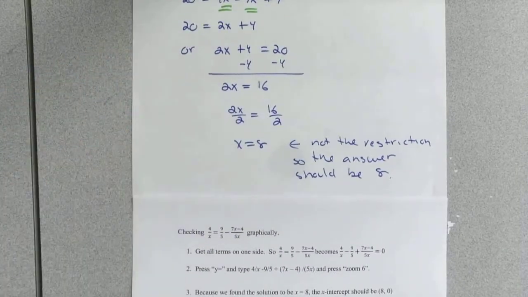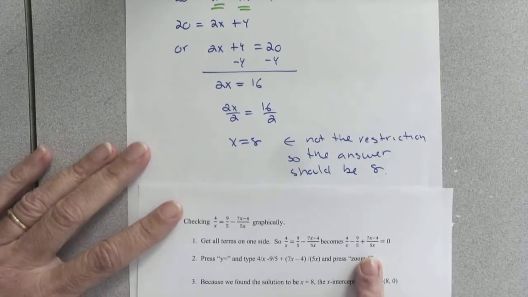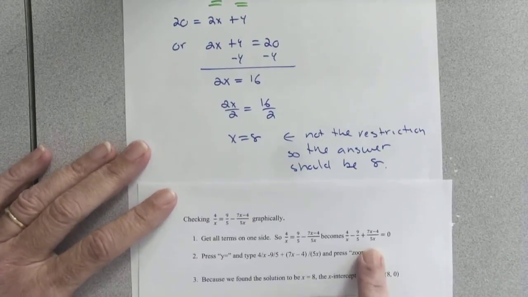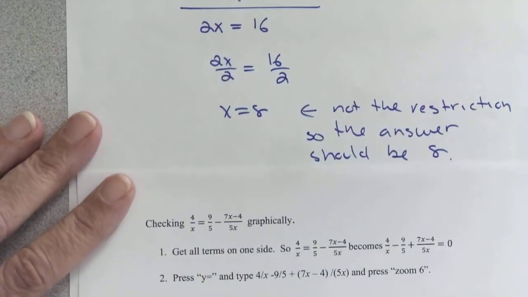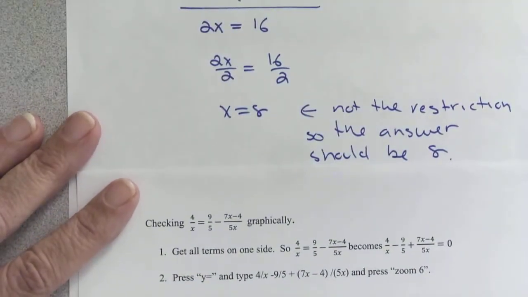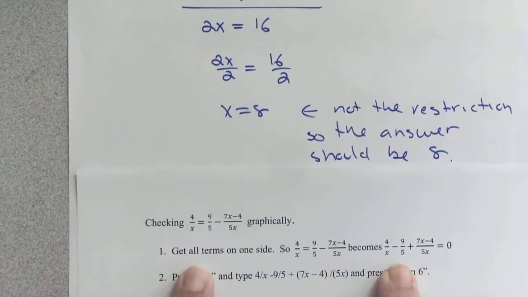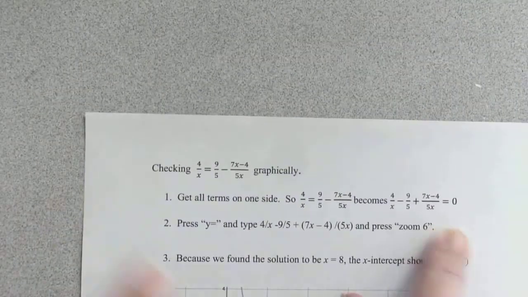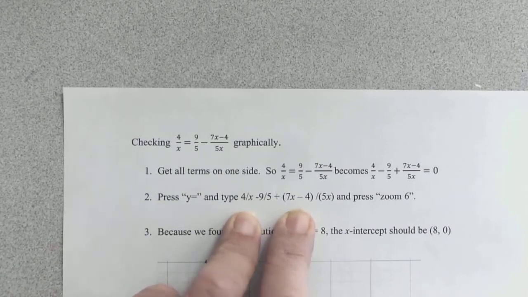Now checking it graphically, doing the same things. I move everything to one side. And notice I don't have to simplify it. Let's zoom in just a little bit, because that type is a little bit small. I don't have to do any simplifying. I just move everything to one side. So the 9/5 went to the left, it became negative. That entire fraction, which was minus, I move it to the other side. Entire fraction becomes plus.